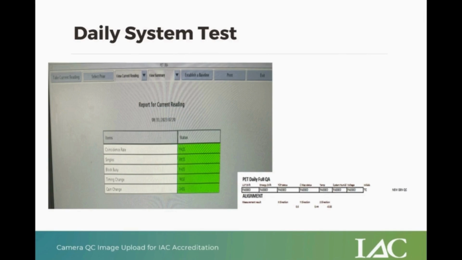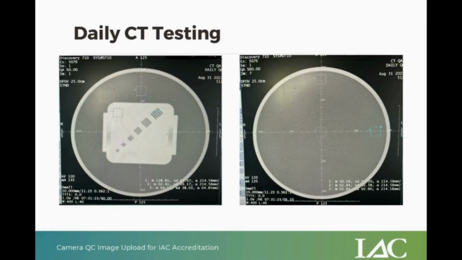And on the bottom right-hand side, you see PET daily full QA alignment. Everything shows that it is passed there as well. Any of these would be acceptable for your daily system test for your PET imaging. If you're doing PET CT, we want to see your CT phantom imaging, something similar to this, or if you're performing a water phantom, we would like to see that as well.